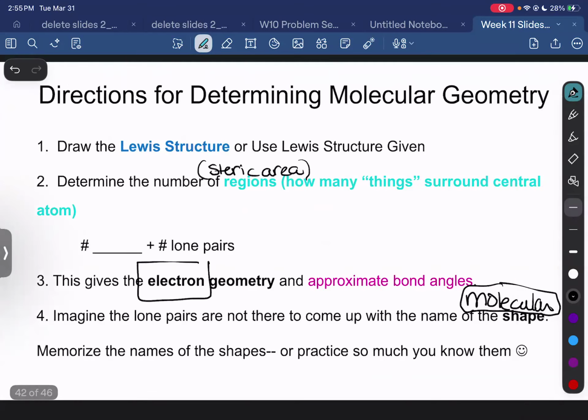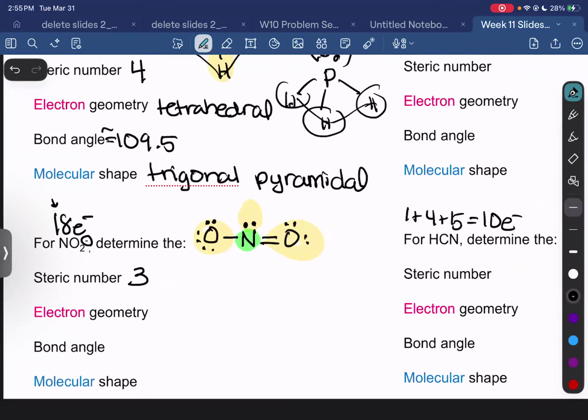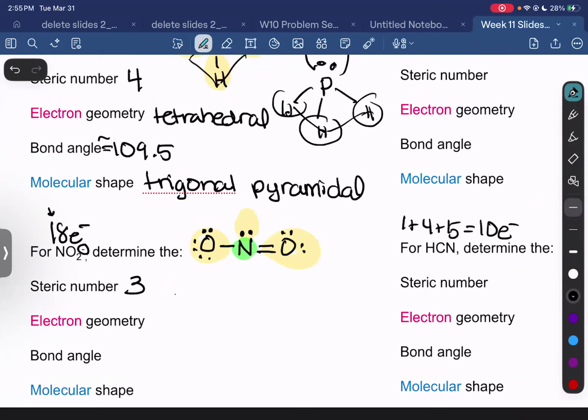So I have 3 things. I always think 360 divided by 3 is 120. My bond angle is 120. This is flat, trigonal planar.